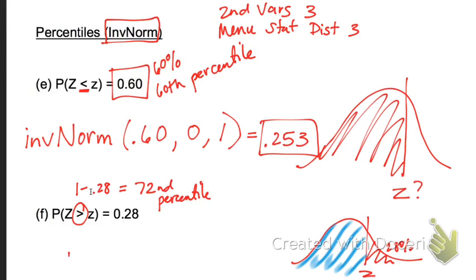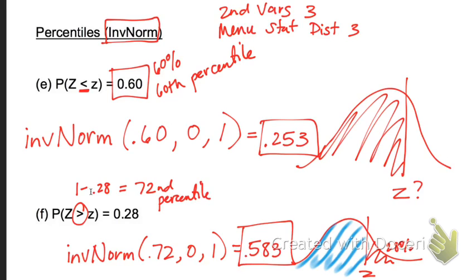So you only do the below for this? For a greater than. So inverse norm, 0.72. Yeah, 0.58. 0.583? Okay. So, if it's greater than, you just want the less than. Less than, you do it at that percentile. Greater than, you do it at the 1 minus that percentage. Because whatever number you're putting in here is the area below.